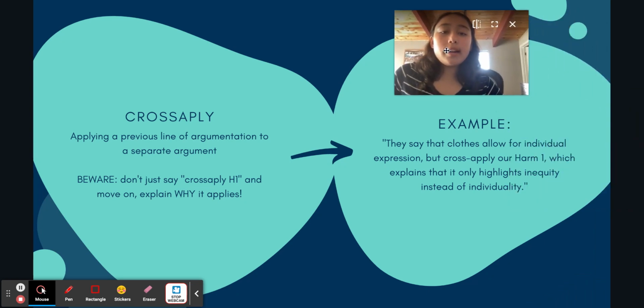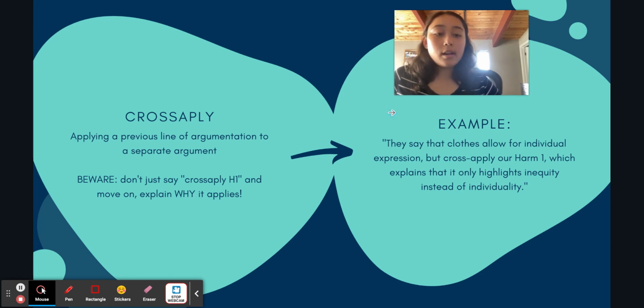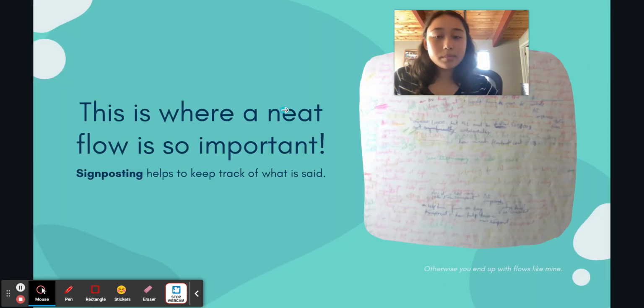All right, now let's look at another idea, which is cross-applying. This is when you apply a previous line of argumentation to a separate argument. You can't just say something like, cross-apply harm 1, because the judges don't know what that means. Rather, you want to explain why the previous arguments that you stated apply to this new situation. For example, they say that clothes allow for individual expression, but cross-apply our harm 1, which states that it only highlights inequity rather than individuality. So here we're saying cross apply or apply the arguments that we made previously because look, it'll only cause inequity rather than individuality. So cross applying can be used on both the gov and the op.